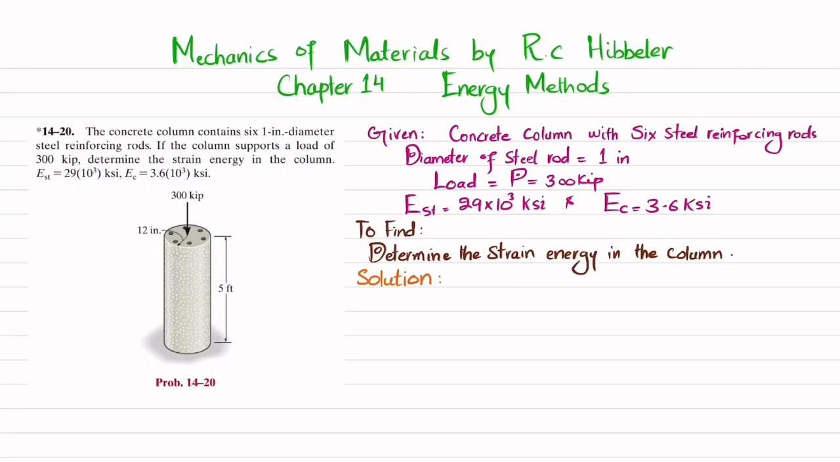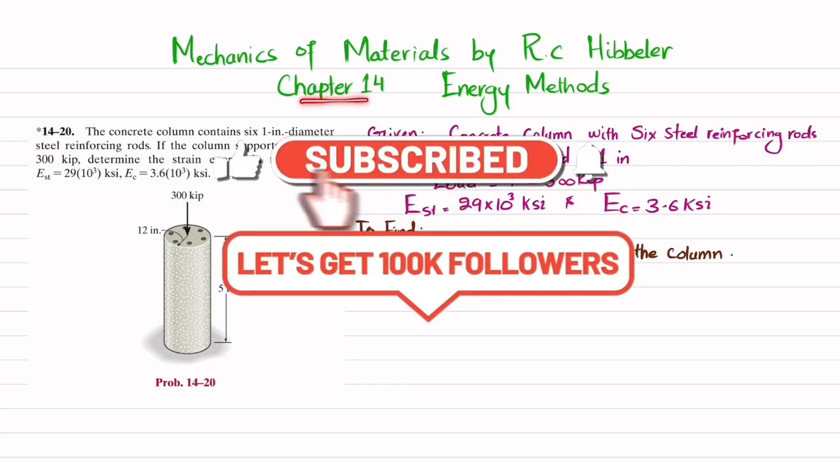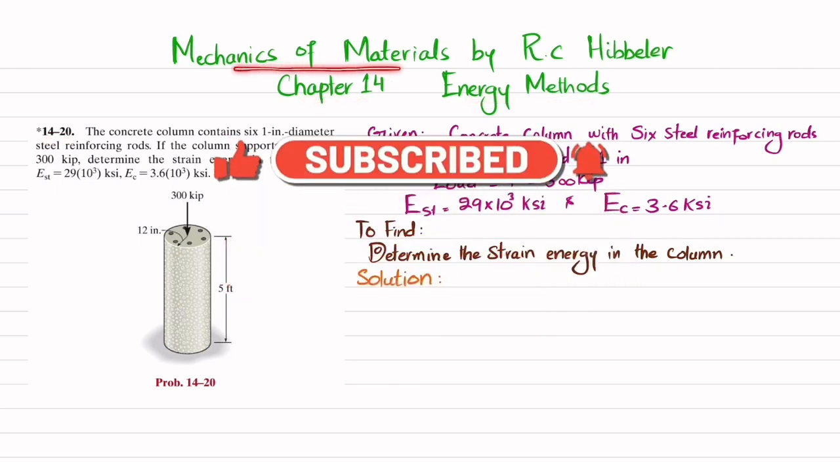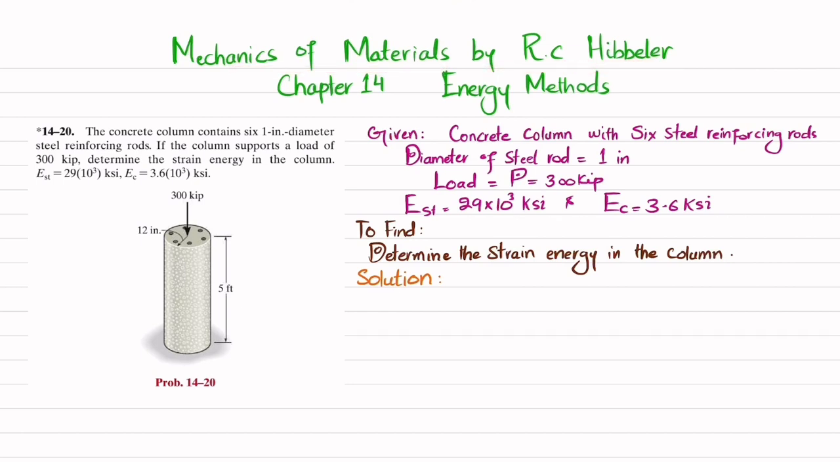Welcome back. In this video, we are going to solve problem 14-20 that is taken from chapter number 14, Energy Methods, and book name is Mechanics of Material by R.C. Hibbeler. So statement is the concrete column consists 6 1-inch diameter steel reinforcing rod. If the column supports a load of 300 kips, determine the strain energy in the column. E of steel is 29 into 10 to the power 3 ksi, while E of concrete is 3.6 into 10 to the power 3 ksi.